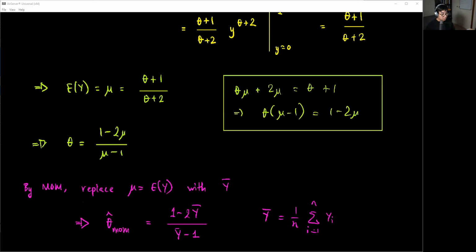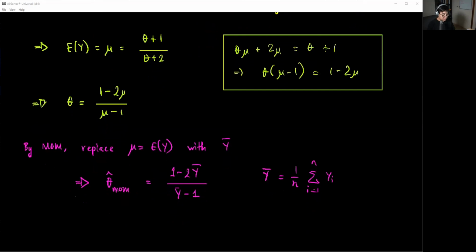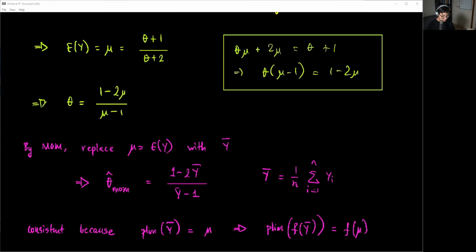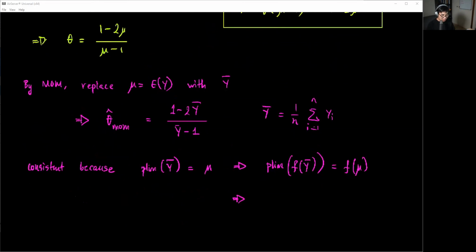Of course. Now, why is this consistent? Because the p-lim of y bar is equal to mu, okay? So therefore, the p-lim of f of y bar is equal to f of mu, right? And of course, that's going to imply, because this is a function of y bar, that this method of moments estimate is going to be consistent, all right?